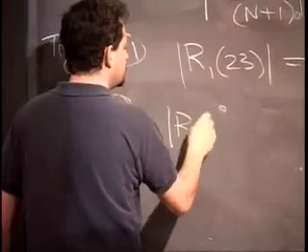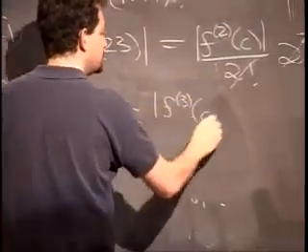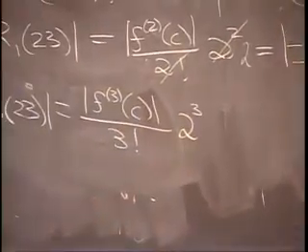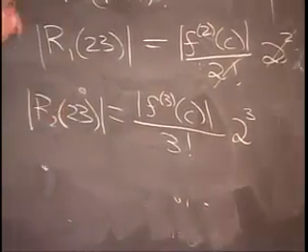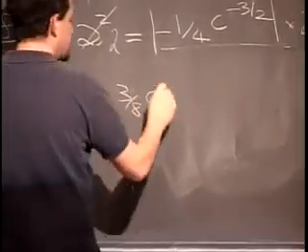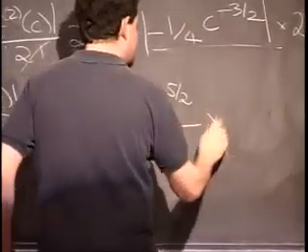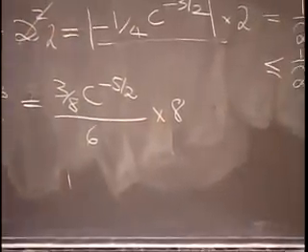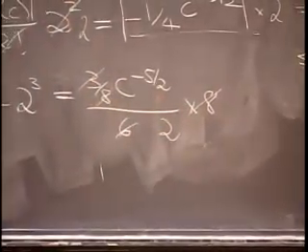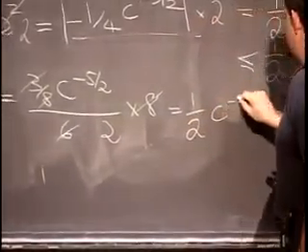So, R_2 of 23 is the absolute value of the third derivative over 3 factorial times 2 cubed, using the same formula. And the third derivative is 3/8 times c to the minus 5 halves. So this is 3/8 times c to the minus 5 halves divided by 6, because that's 3 factorial, times 8. Well, 8 and 8 cancel. 3 and 6 leave us with a 2. And let me write it out one more time. It's 1 half c to the minus 5 halves.